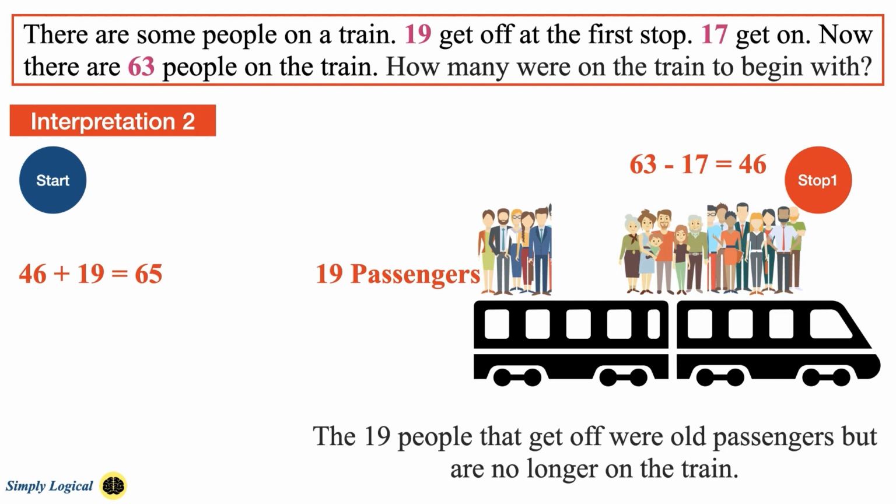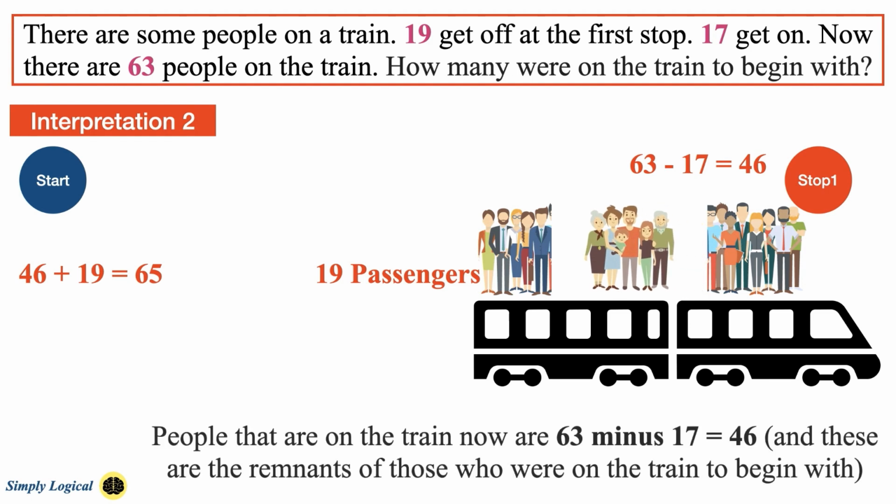Now there are 63 people on the train. How many were on the train to begin with? This can be interpreted as how many old passengers remain on the train, and those were on the train to begin with. The solution is: the people on the train now are 63 minus 17, which is equal to 46, and these are the remnants of those who were on the train to begin with. Thus, the answer is 46 as per this interpretation.